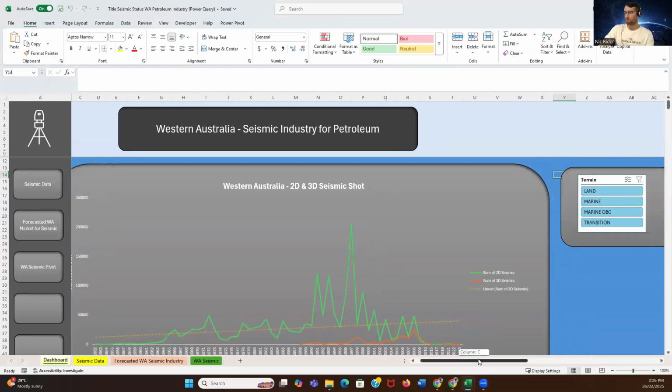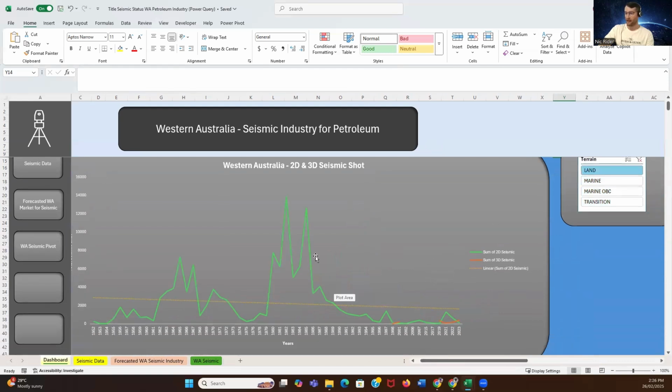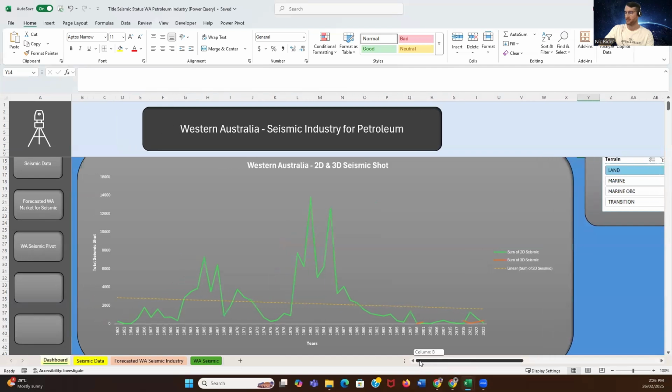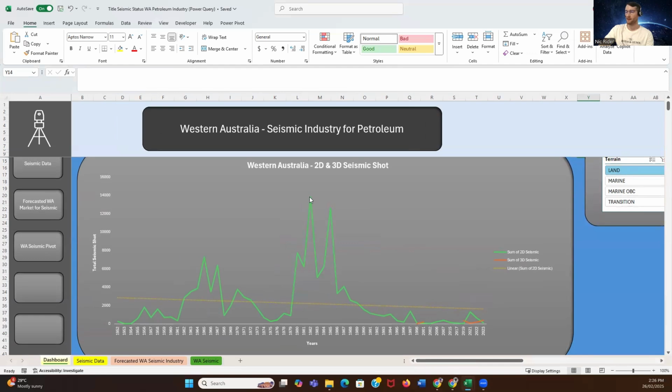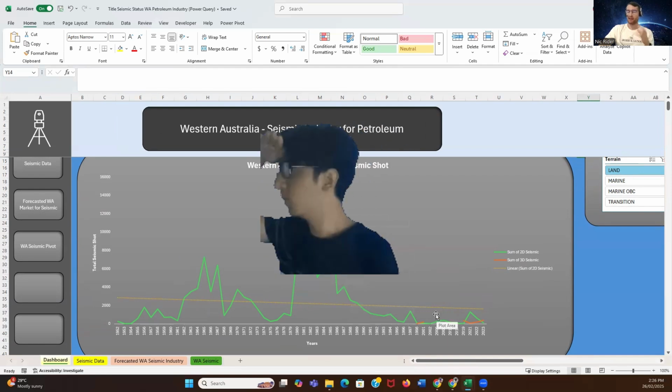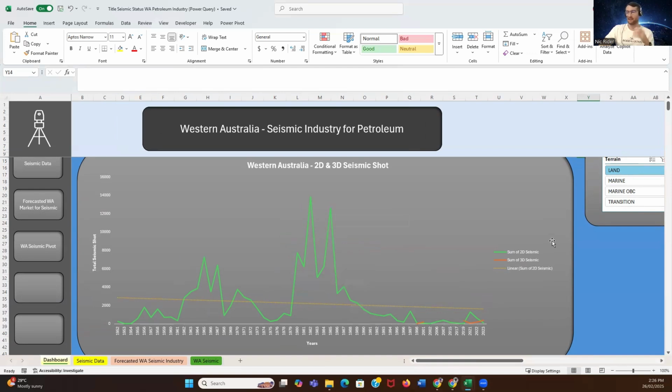If I'm coming over here and I want to see what was shot on land over time, I can come back and have a look. What were the biggest years in Western Australia petroleum history for 2D seismic? It was in 1982 and in 1985 here, okay? And then we just saw a massive drop here in the late 80s, in the 90s, okay? And we really haven't seen much in the seismic market in Western Australia, in the petroleum industry on land since.